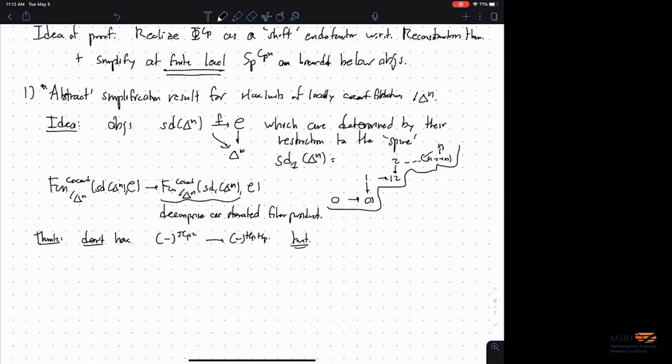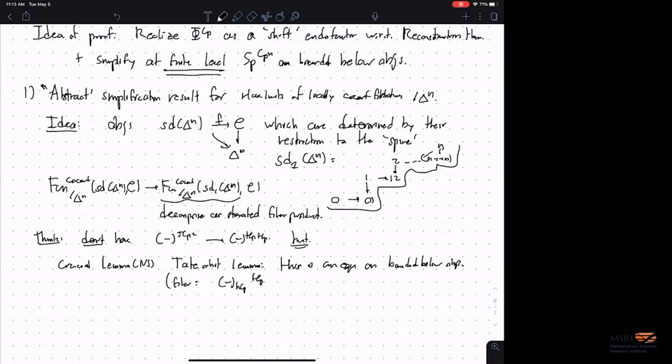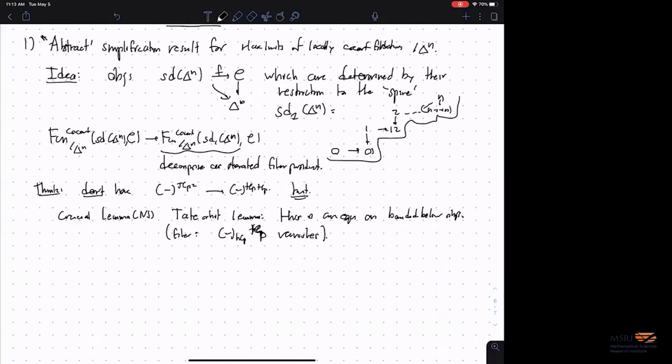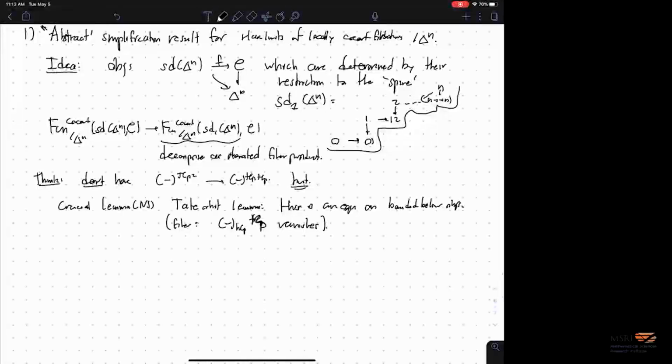But the crucial lemma of Nikolaus and Scholze, namely the Tate orbit lemma, shows that this is an equivalence on bounded below objects. In other words, taking the homotopy orbits and then the Tate vanishes. But I don't want to dilate upon the proof of the Tate orbit lemma, but just the abstract result, which may have uses elsewhere, but is sort of illustrative of the main point.